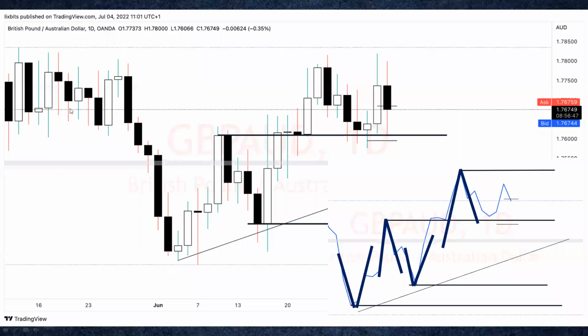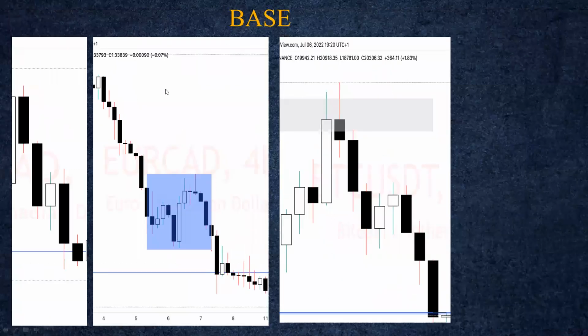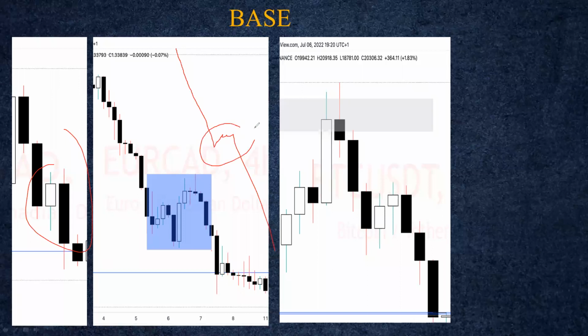So with base, we said we are going to look at the drop base drop. This is what the drop base drop is. This is a base. Where you see that the market is moving in a direction, and there's a pause, and then it continues, that pause is what you call a base.